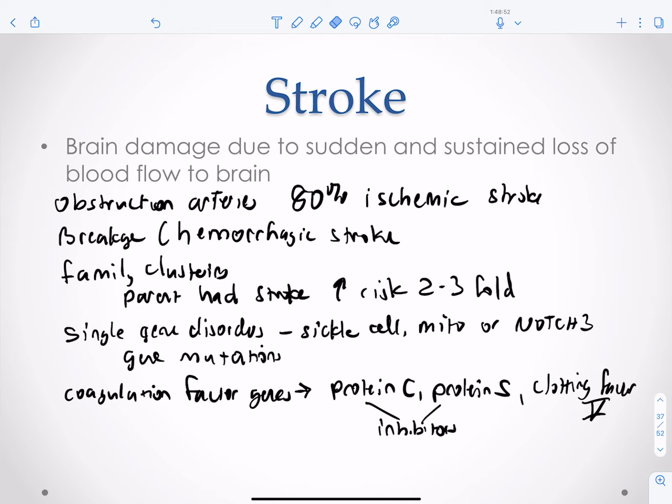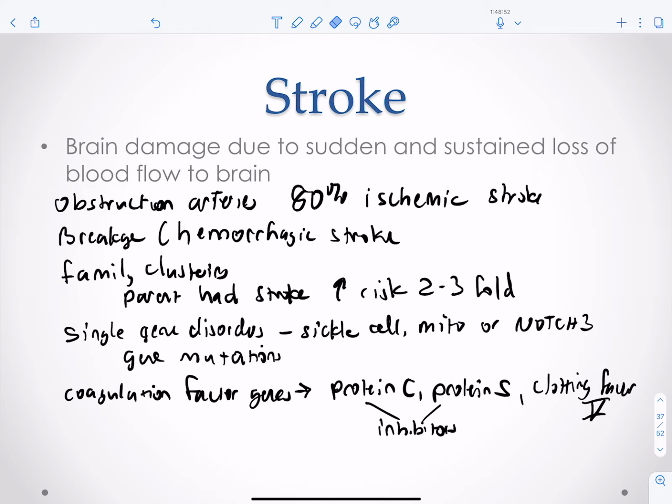All right, so stroke is where you have a loss of blood flow to the brain. An ischemic stroke is going to be obstruction of arteries, and that's about 80% of the causes of stroke. A hemorrhagic stroke is where you have breakage, and that's going to be less common. There is familial clustering of stroke, so if a parent has had a stroke, then there is an increased risk for offspring having a stroke, about 2 to 3-fold.